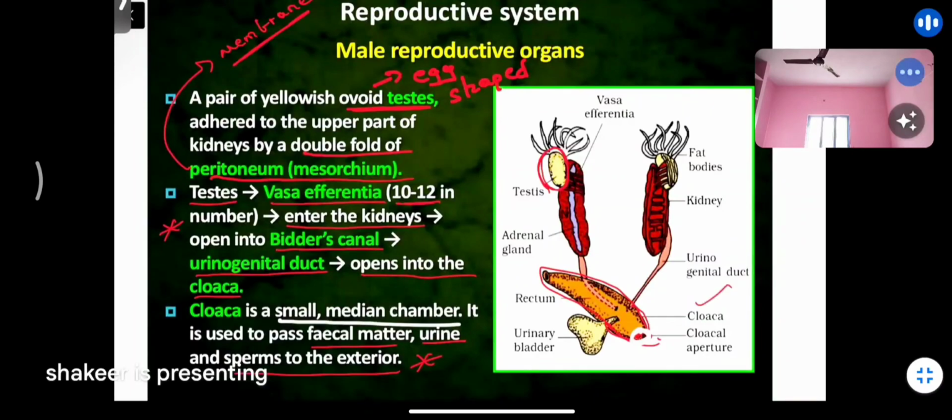So here you can see the different parts. The cloaca is present, the cloacal aperture is present. This is the urinary bladder which stores the urine, and a passage called the rectum is also present here. This is the rectum. Clear now? Then you have this adrenal gland. Testis is present, and these testes are attached to the kidneys, and attached to the testis you have bodies called fat bodies, and 10 to 12 vasa efferentia are also present. So these are the different parts.